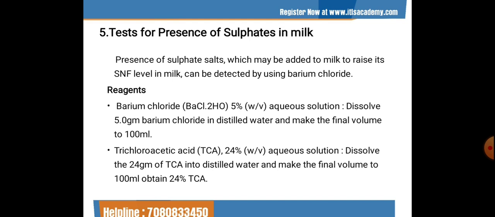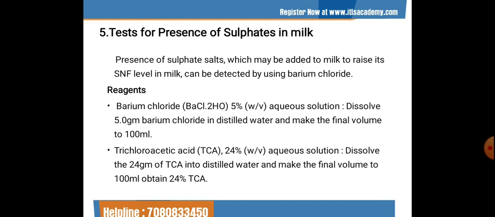Next under adulteration is the test for the presence of sulfate in milk. Sulfate salts may be added to milk to raise its SNF level, and can be detected by using barium chloride. So how can we prepare the reagents for the test? First is the barium chloride solution of 5% weight by volume. We dissolve 5 gram of barium chloride in distilled water and make the final volume up to 100 ml.